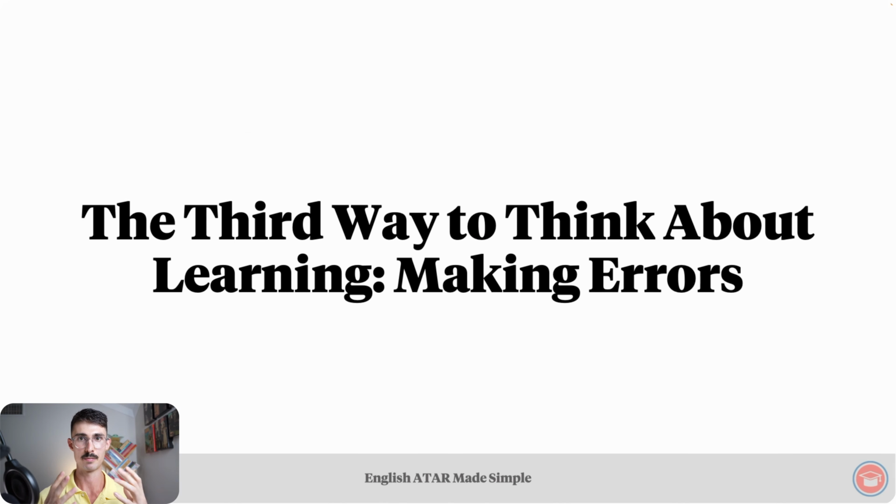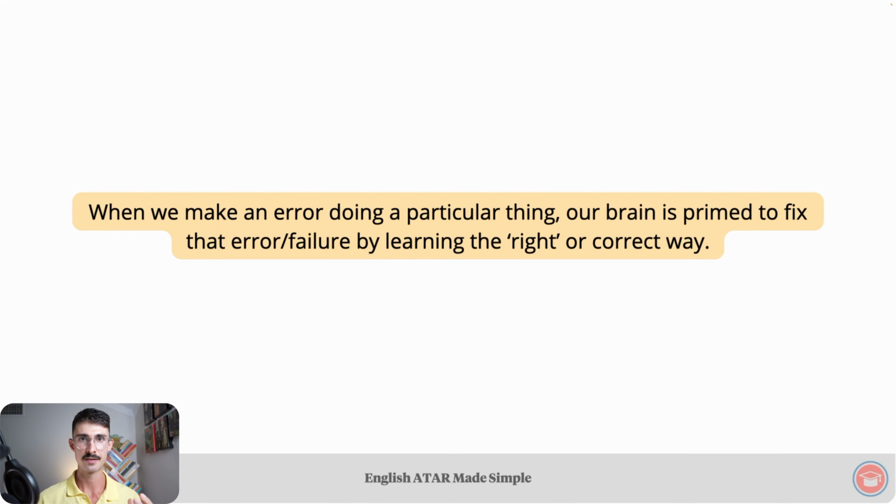And this one is making errors. And the takeaway from this third way of thinking about learning is that when we make an error doing a particular thing, and in this context, it would be making an error or doing something incorrectly in English, our brain is primed to fix that error by learning the right way or the correct way.